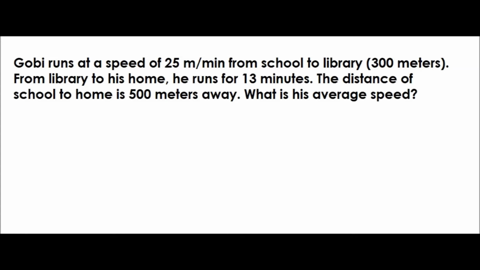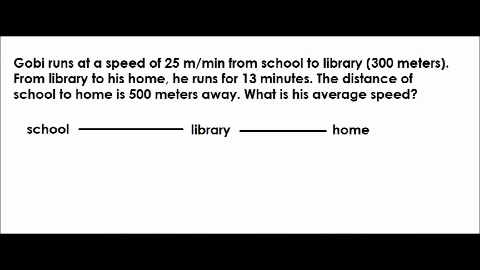3, 2, 1. First of all, it's better to draw the model. Okay, we can say that we start from school and then draw a line and then write library and then draw a line again and then home, because that's how Gobi runs. School to library and then library to home. Let's complete the information. We know that the distance from school to library is 300 meters and the speed is 25 meters per minute. We don't know the time yet.